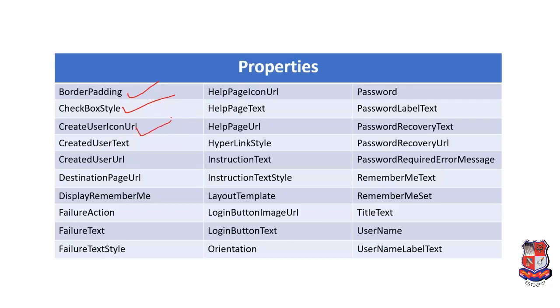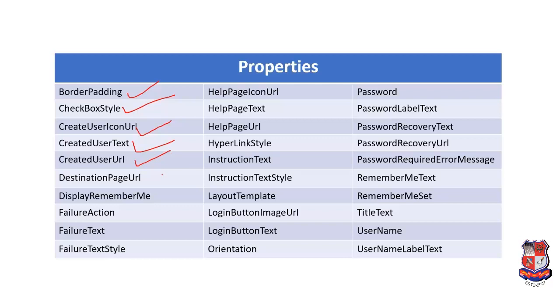Next is create user icon URL. It retrieves the location of an image to display the link for new user registration. Next is create user text. It retrieves or specifies the text of a link to a registration page for new users. Next is create user URL. It retrieves or specifies the URL of the new user registration page.